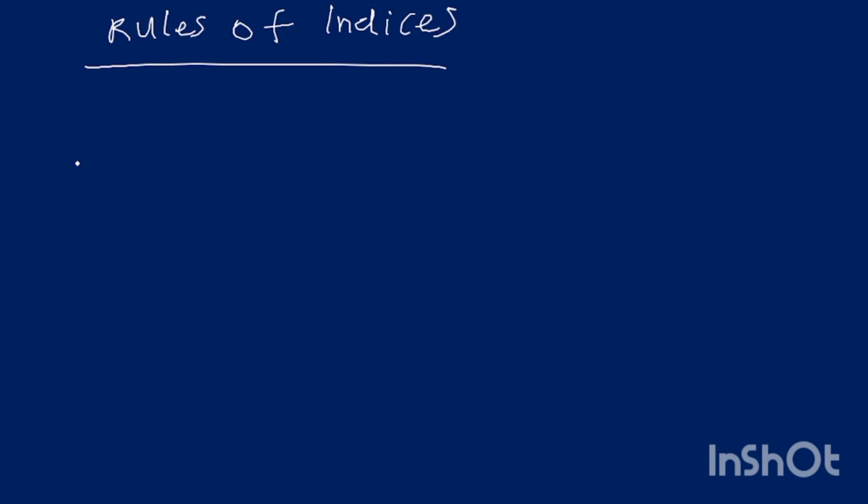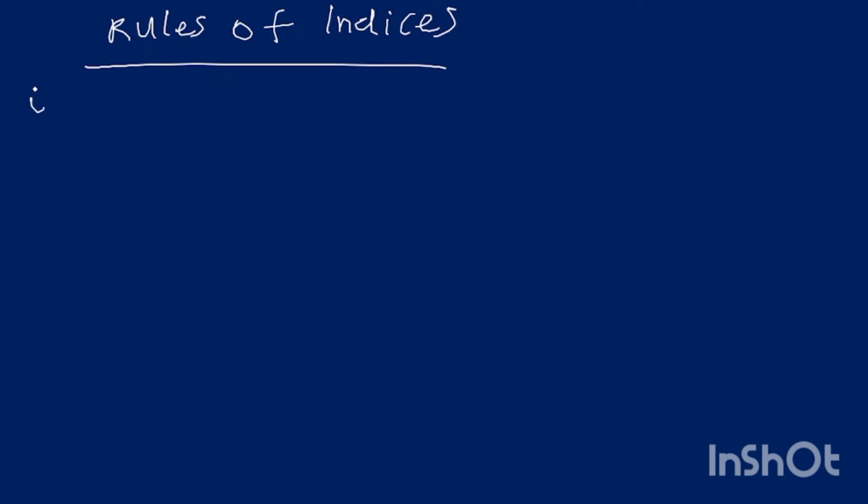Let's look at some rules. So let us say rules of indices or rules of powers. But it is better to call them indices. Rules of what? Indices. Power is also the same thing as index. It's also the same thing as exponent. But when it's more than one, we call it indices for plural.